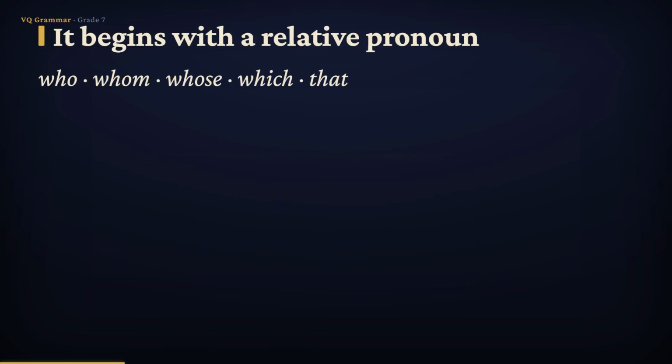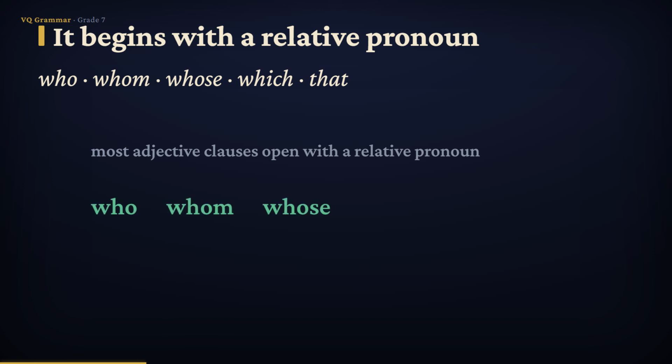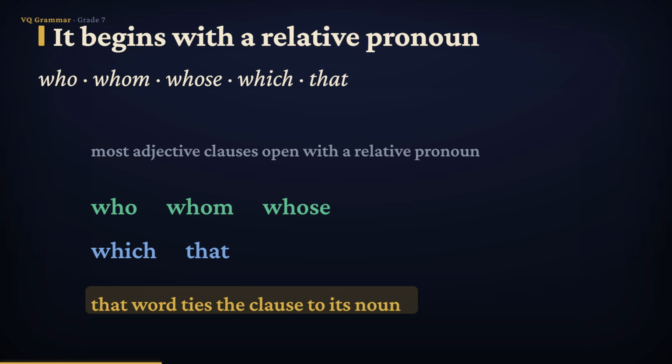How does an adjective clause usually begin? Most of the time, it opens with a relative pronoun. There are just 5 to keep in mind: who, whom, whose, which, and that. Who, whom, and whose usually point to people. Which and that point to things. And that little starting word does something clever. It ties the clause to its noun, linking the description to whatever it describes.